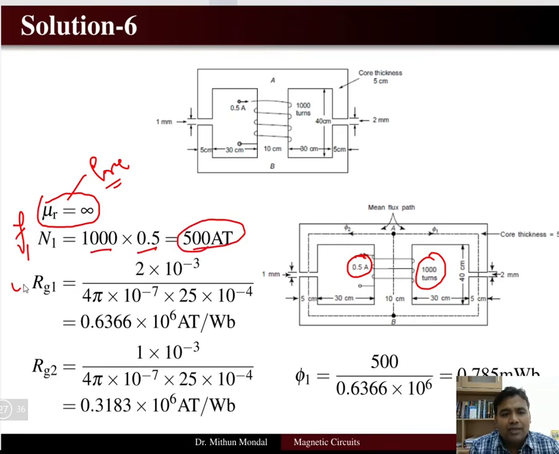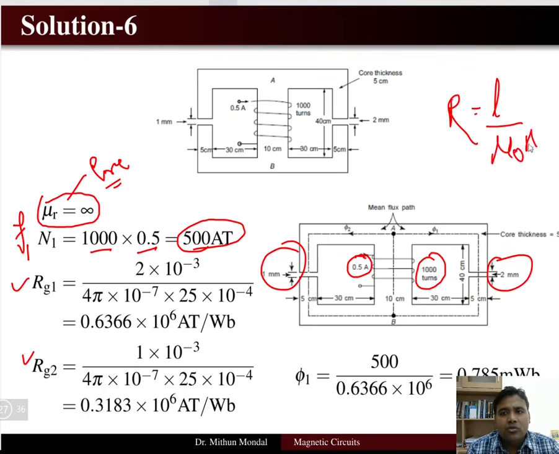So find out the reluctance of the two gaps. So gap number 1 and gap number 2, what is the reluctance? So you know the formula of reluctance. Reluctance is equal to L by mu naught into the area of the air gap that you will be using. So here 1 mm gap is there and here 2 mm gap is there. So you have to use that data to find out the reluctance, because mu naught is there and the area of the gap you have to find out, and then you have to calculate the reluctance Rg1 and Rg2.